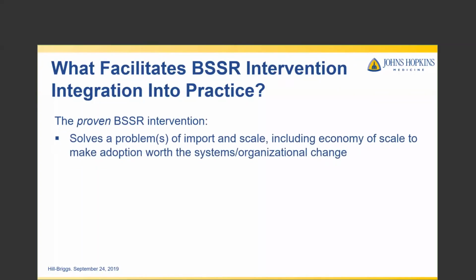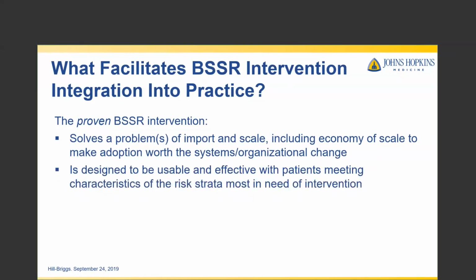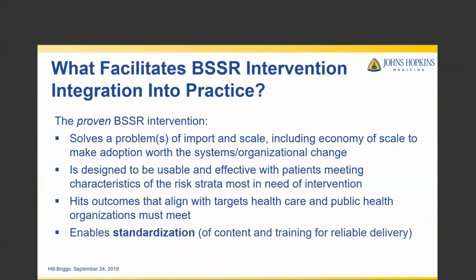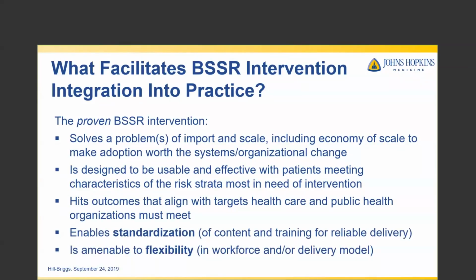I start with proven intervention. What I mean there is that because behavioral and social sciences research really does start with evidence, we're talking about interventions with evidence. But they must solve a problem of import and scale, and there must be economy of scale to make the adoption of that intervention worth the systems level and organizational change. Second, the intervention does need to be designed as usable and effective with the patients who are most in need of the intervention. Third, it must hit outcomes that align with targets for healthcare and public health organizations. It must enable standardization at the same time as being amenable to flexibility, and sometimes people think that this is a duality that can't be achieved, but we need both. There are aspects of standardization and then flexibility in applying.